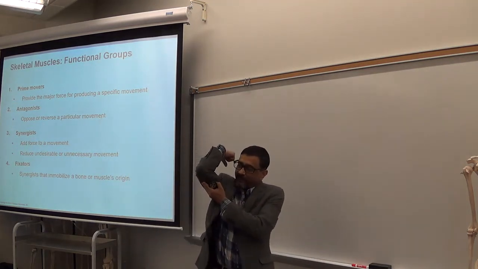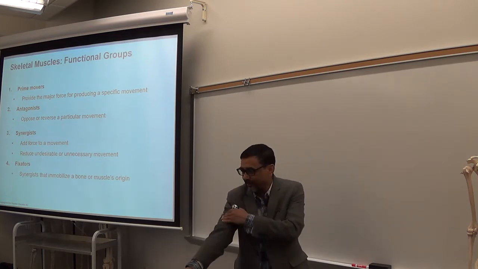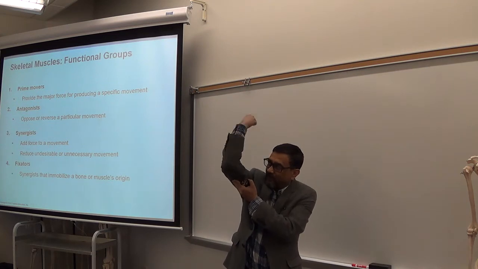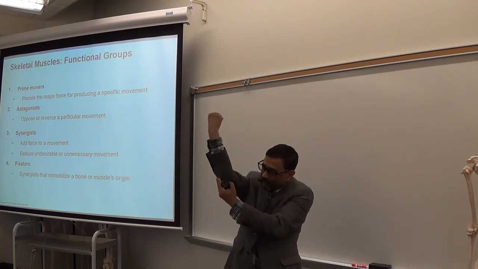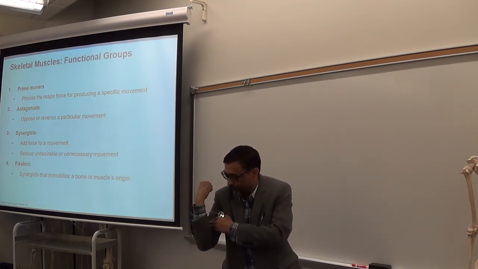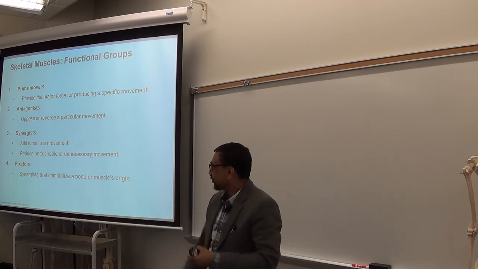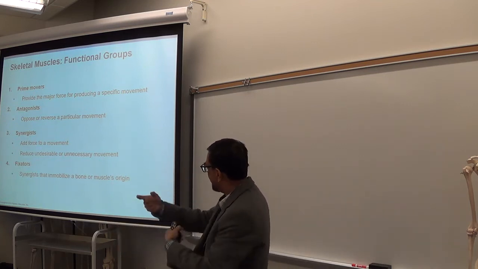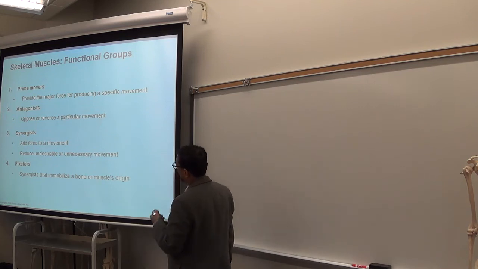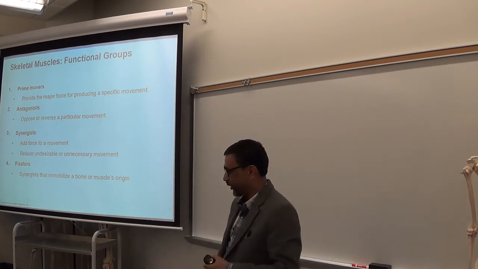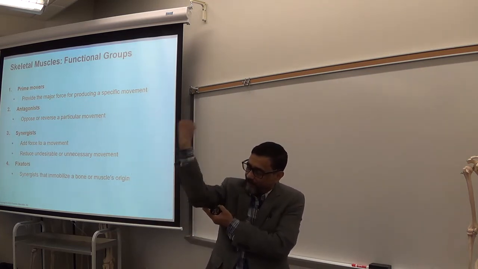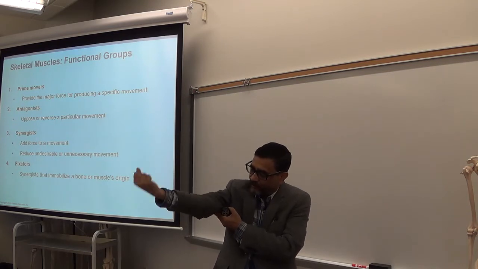Antagonist is the muscle that works in the opposite direction. So this is the flexion of the forearm. These muscles will do what? Extension, because we'll move towards them. So these are the flexors, these are the extensors. So the muscles that act against, or in the opposite direction or reverse direction of a particular movement, are antagonists. So in this case, the triceps muscle is the antagonist of this movement.